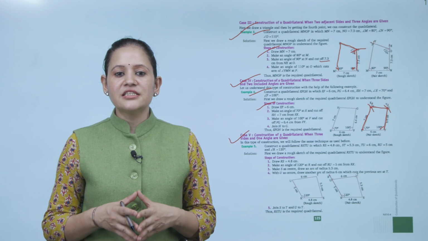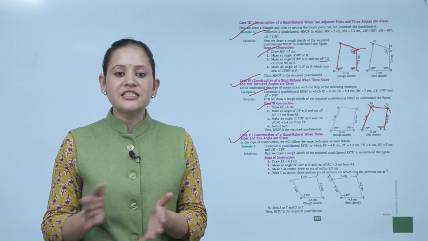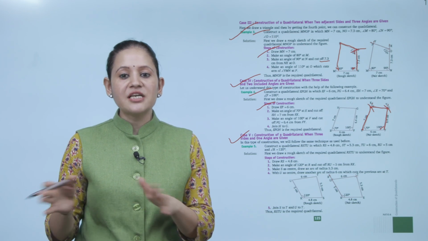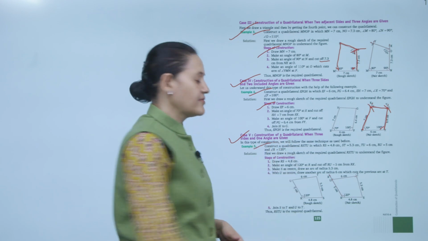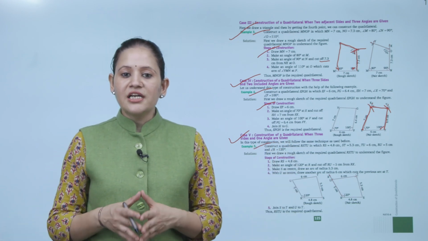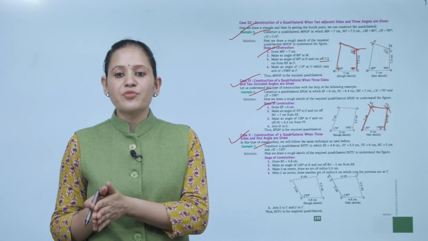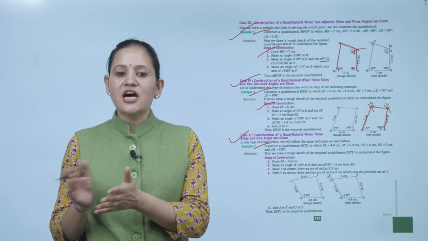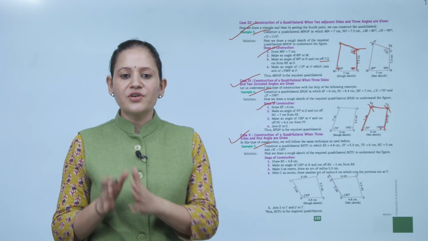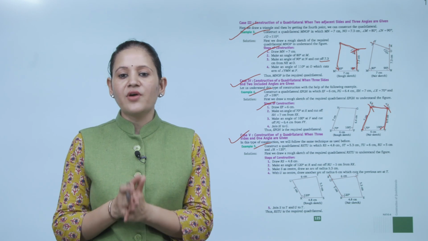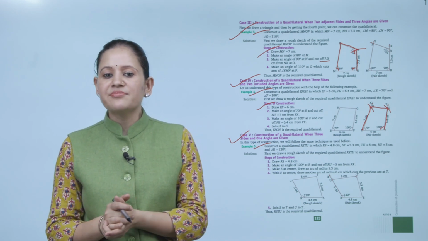Construction of the quadrilateral when 3 sides and 1 angle are given. In this type of construction, we will follow the same technique as used before. We'll take an example here. Construct a quadrilateral RSTU in which RS is 4.8 cm, ST 5.3 cm, TU 6 cm, RU 5 cm and angle R is 120 degrees. Solution. First we'll draw the rough sketch of the required quadrilateral RSTU to understand the figure. Next, steps of construction.